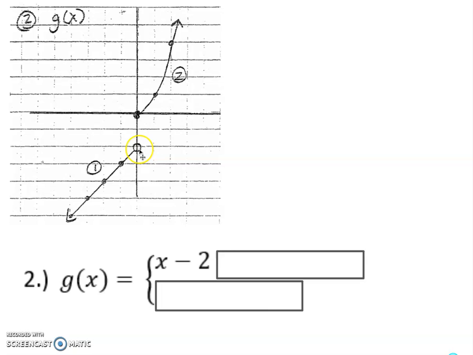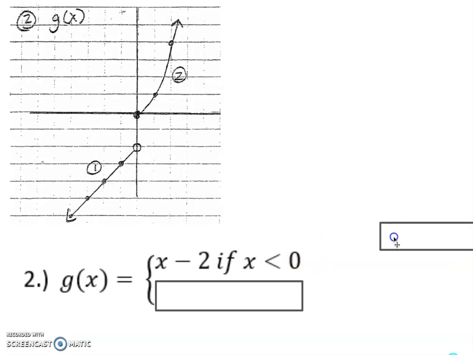Notice also this is an open circle. Open circle means it's not included. So we don't have the equal to. It's just our x values that are less than 0.